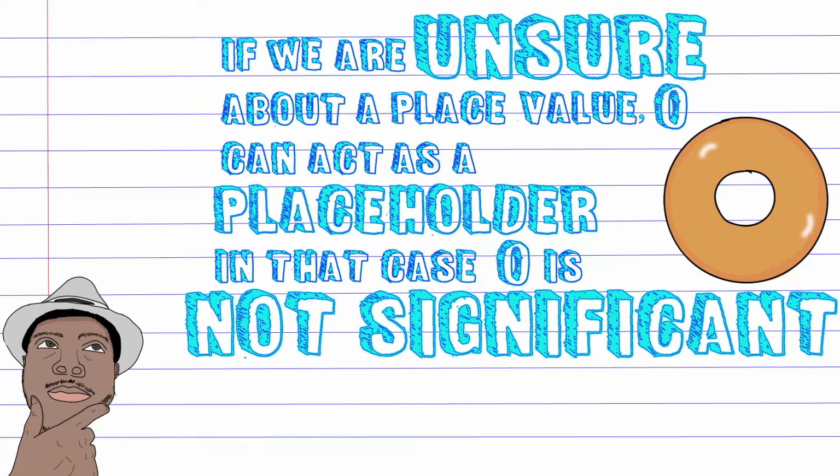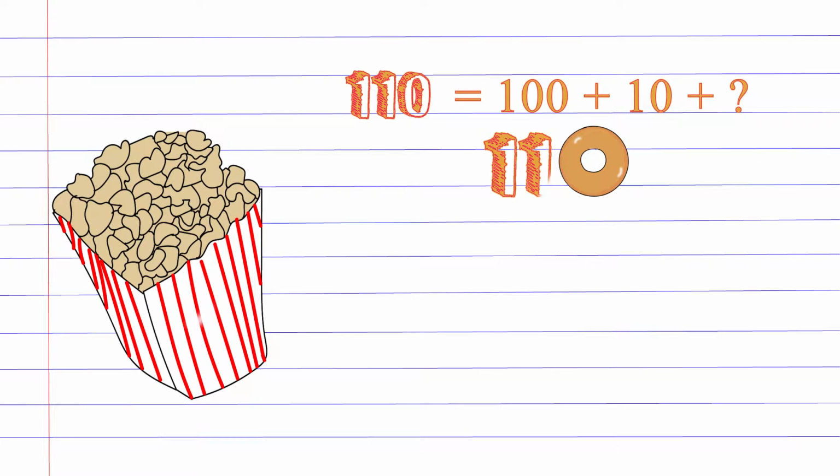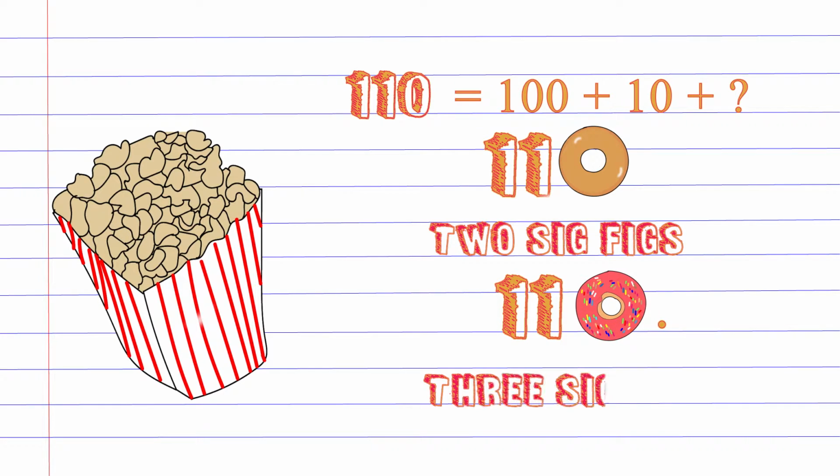Let's guess how many kernels are in this bag of popcorn. Let's guess that there are 110 kernels. Scientifically, this means that we are sure there are at least 110 kernels and no more than 119. Because we're not sure, we put a 0 at the end. If we were sure that there were exactly 110 kernels, then we will put a decimal point at the end. All three of these figures would then be significant.